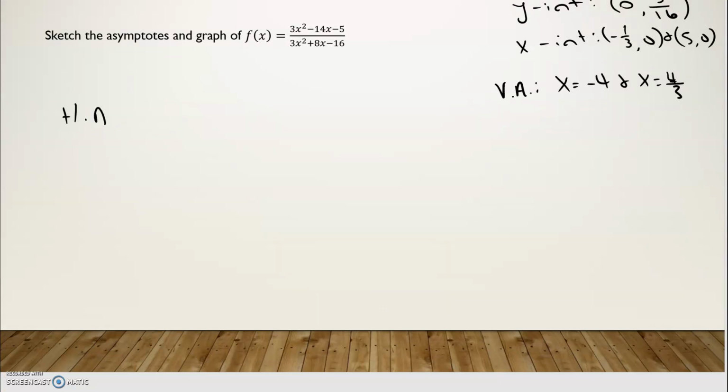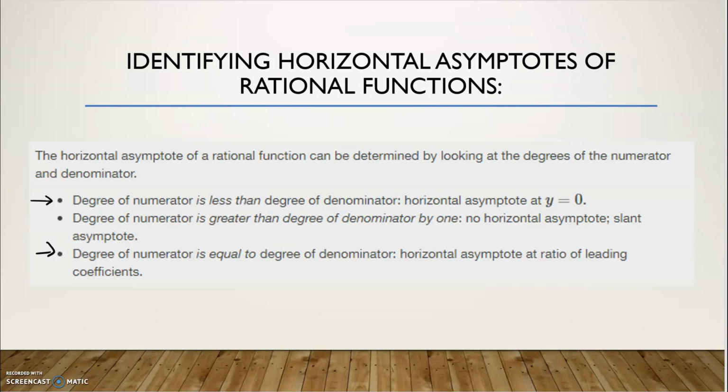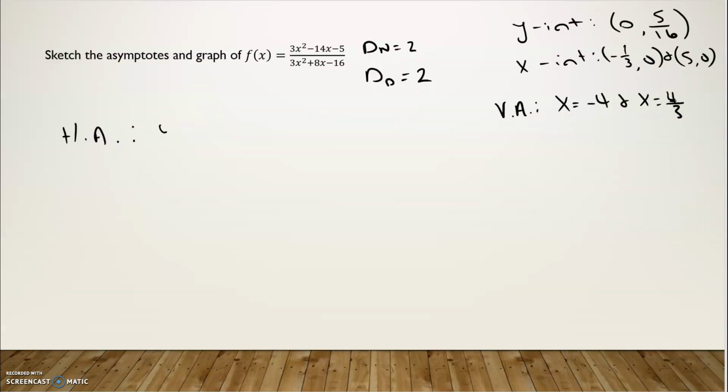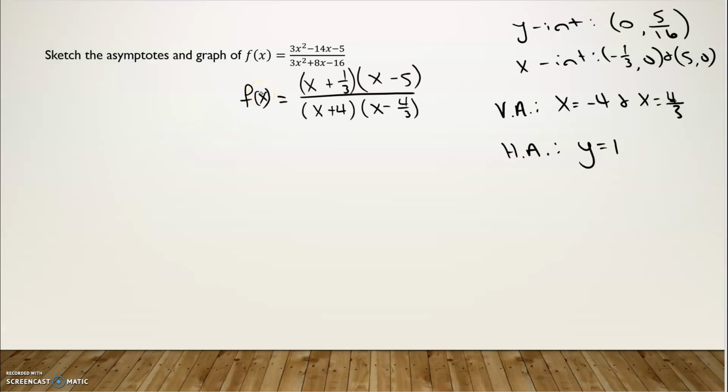Okay, so the horizontal asymptote. Okay, so I need the degree of the numerator, which looks like 2. The degree of the denominator also looks like 2. So when they are equal to each other, what we do is, so it's this one right here. We're going to take the ratio of the leading coefficients. So the coefficient for the first one is 3, and the coefficient for the second one is 3. So this is 1. So I have a horizontal asymptote, y equals 1.